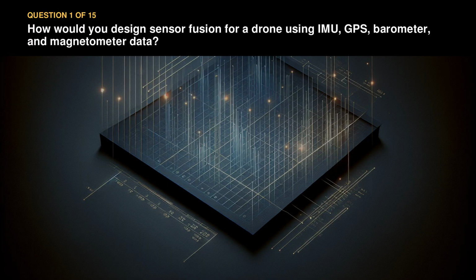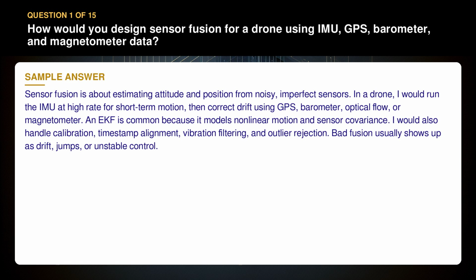Question 1. How would you design sensor fusion for a drone using IMU, GPS, barometer, and magnetometer data? Sensor fusion is about estimating attitude and position from noisy, imperfect sensors. In a drone, I would run the IMU at high rate for short-term motion, then correct drift using GPS, barometer, optical flow, or magnetometer. An EKF is common because it models nonlinear motion and sensor covariance.